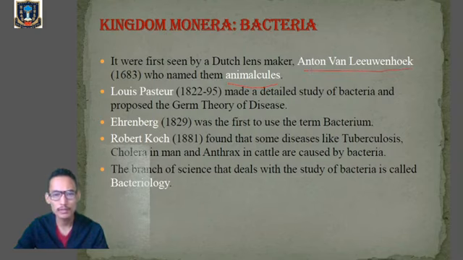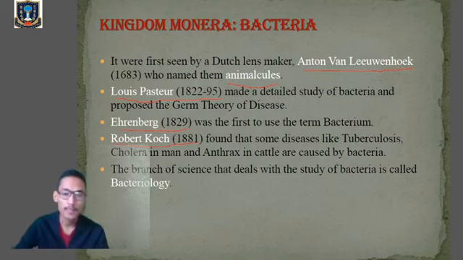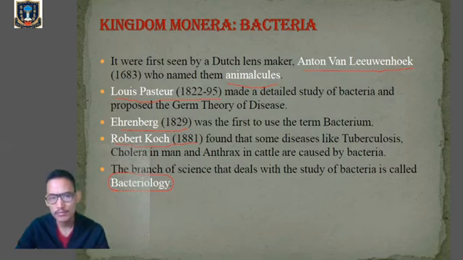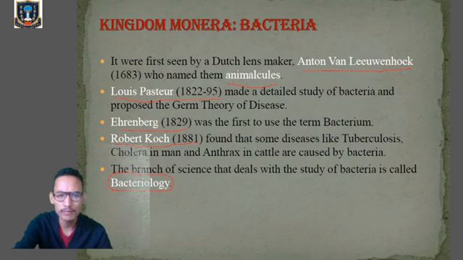Then Louis Pasteur, in 1820 to 95, made the detailed study of bacteria, and he proposed the germ theory of diseases. Then Ehrenberg in 1829 was the first to use the term bacterium. Then Robert Koch in 1881 found that certain diseases like tuberculosis, cholera in men, and anthrax in cattle are caused by bacteria. The branch of science that deals with the study of bacteria is called bacteriology. So these are the general information about bacteria. Clear?